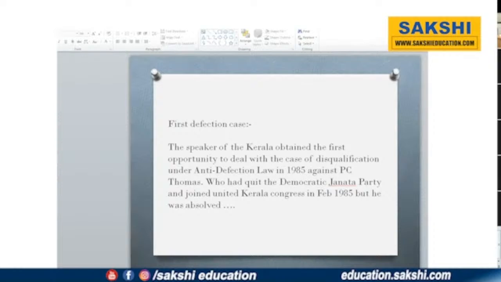So the speaker has absolved this issue, and there was no action that has been initiated against PC Thomas. And after passing this, let me explain to you about paragraph 7 of this anti-defection law.